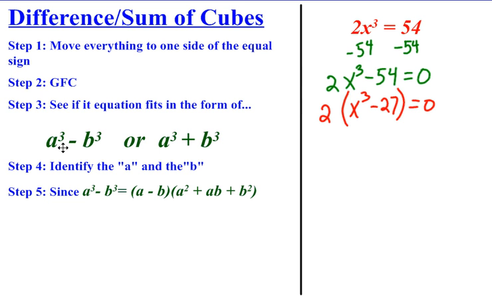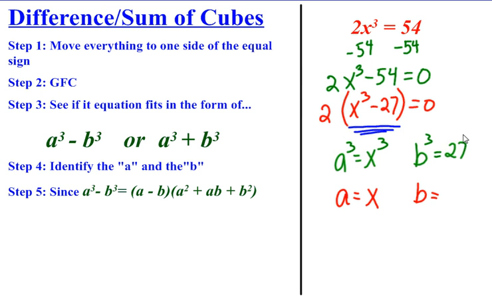Now that I've pulled out my greatest common factor, I want to see if it fits into the form of a cubed minus b cubed or a cubed plus b cubed. This is a difference equation. I have a minus. I do have x cubed, which is going to be my a cubed, and 27 is 3 cubed, so this does fit. So a cubed is x cubed, and b cubed is 27. So identify the a and the b. Take the cube root in this case for both. The cube root of x cubed is just x, and the cube root of 27 is 3.